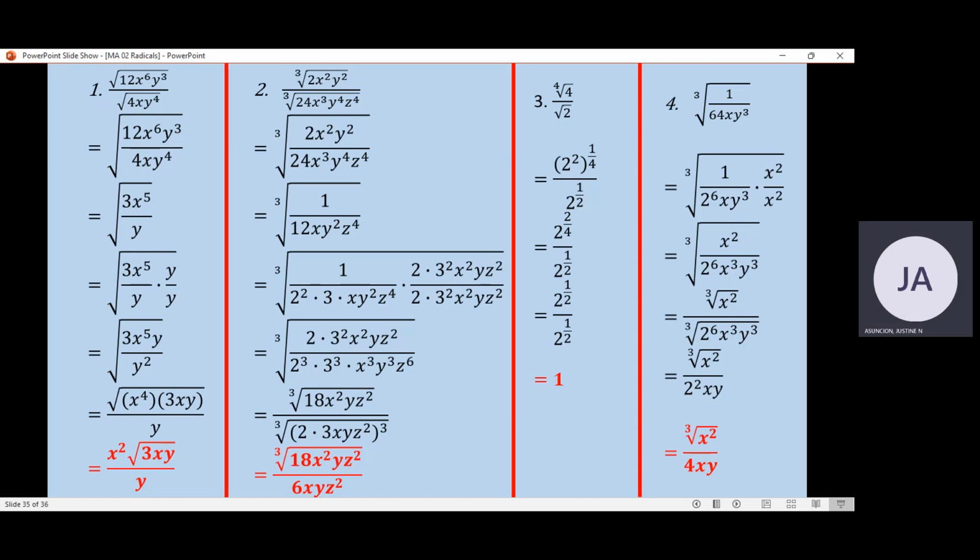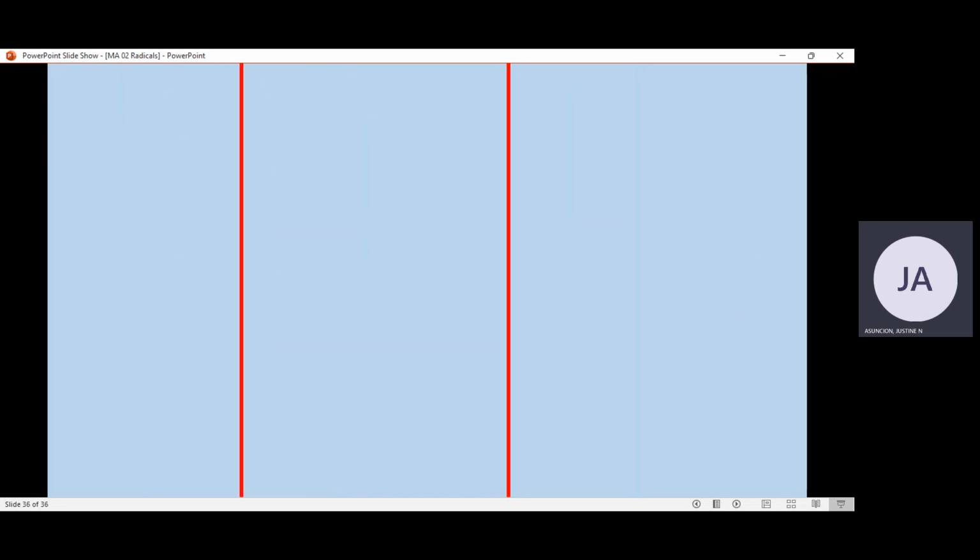So again, in number 3, you need to observe if they have the same index. Okay, we have here the last three examples now. The square root of a minus b over a plus b. Let's multiply both numerator and denominator by a plus b.